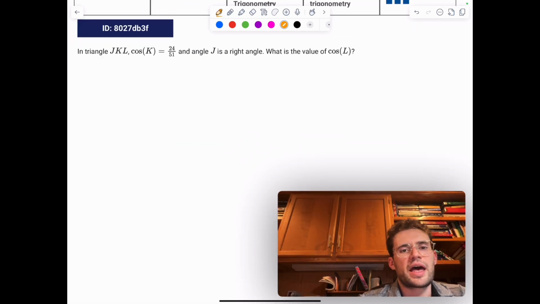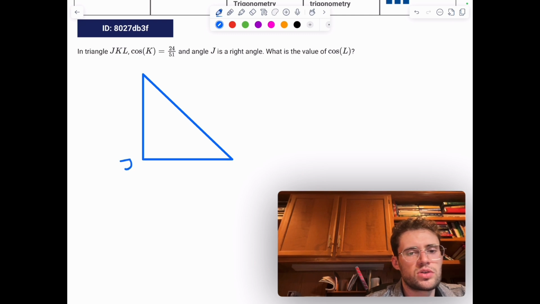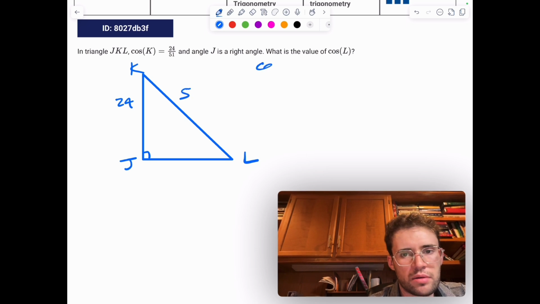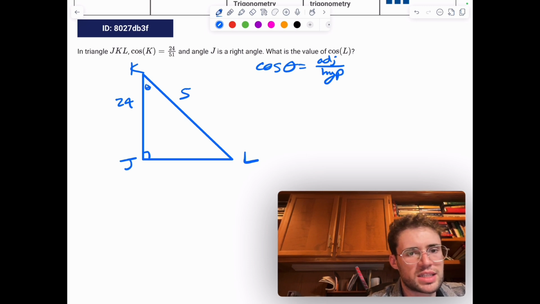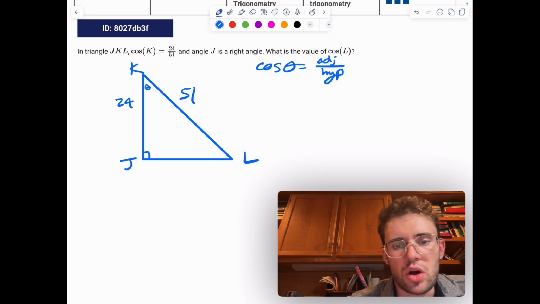In triangle JKL, cosine of K equals 24 over 51. Angle J is the right angle. So if you do too many of these in a row, you're just going to think every triangle is a right triangle, because that's what all of them are. But we've got JKL. Cosine of K is 24 over 51. Cosine of an angle is equal to the adjacent over the hypotenuse. So adjacent to K would be the one that's touching it, that's not the hypotenuse. That should be 51. And the hypotenuse is just opposite the right angle. What is the value of cosine of L?